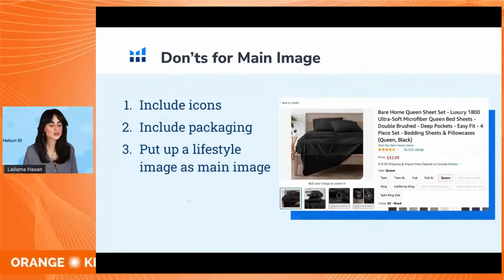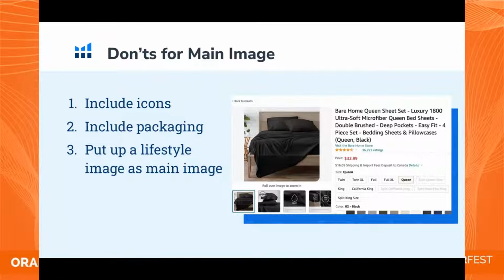And the next one is to put up a lifestyle image as your main image. Now, I know that it seems kind of obvious not to do that, but I see so many main images on Amazon that are non-compliant, just like this one. This was a beautiful listing. And, as you can see, they have put this lifestyle image, which was a perfect lifestyle image, but it does not go as your main image. It is, again, non-compliant with Amazon's terms of service and can lead to your listing being suppressed.